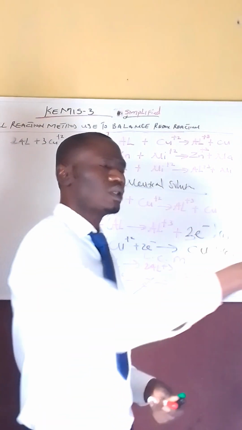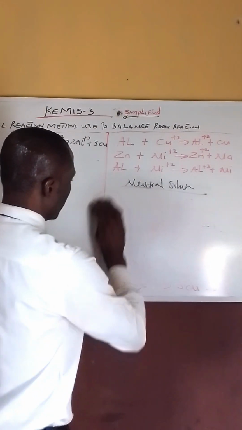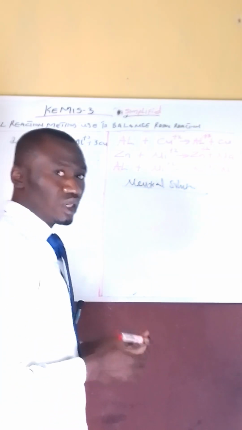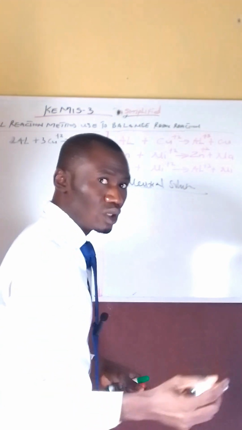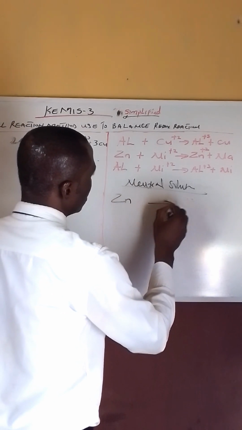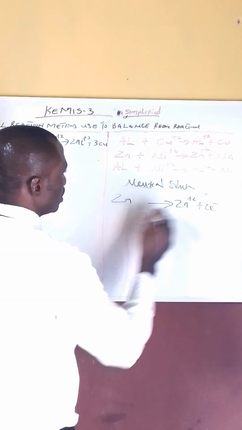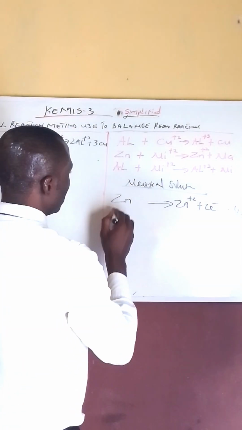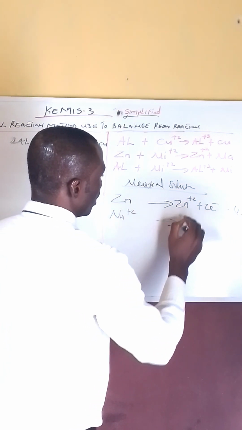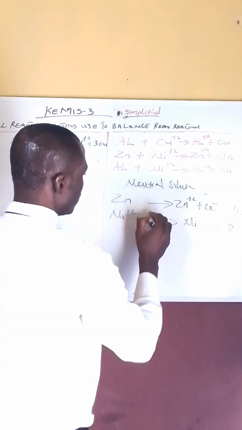But without further ado, let's go to the question immediately. Now, I perceive you have known the first step. What is the first step? Divide the question into 2 halves. Zinc gives me zinc plus 2. If I just add 2 electrons, it is out. Equation 1. And then nickel plus 2 gives nickel. Equation 2. Now, if I add 2 electrons, it is out.